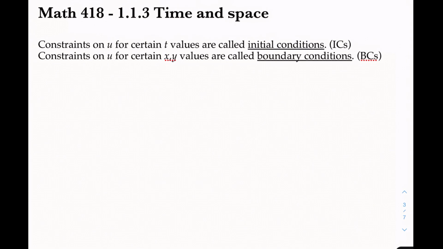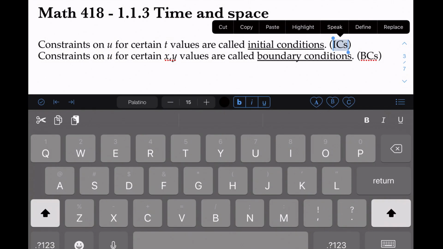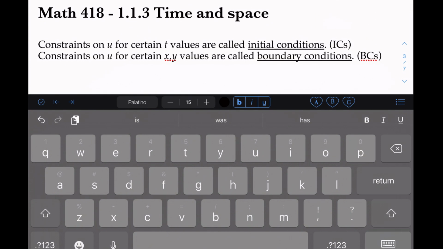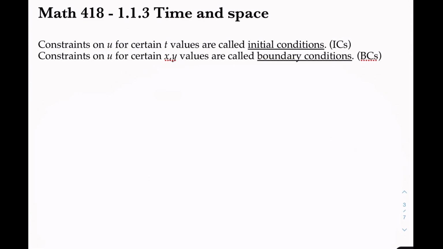So there's a qualitative difference between time and space variables, and correspondingly we use different language for them. Constraints for u for certain values of t, the time variable, are called initial conditions, or ICs, and most of the time these are given for when time is equal to 0. Then constraints on the state variable for certain values of x and y, the spatial variables, are called boundary conditions, or BCs.